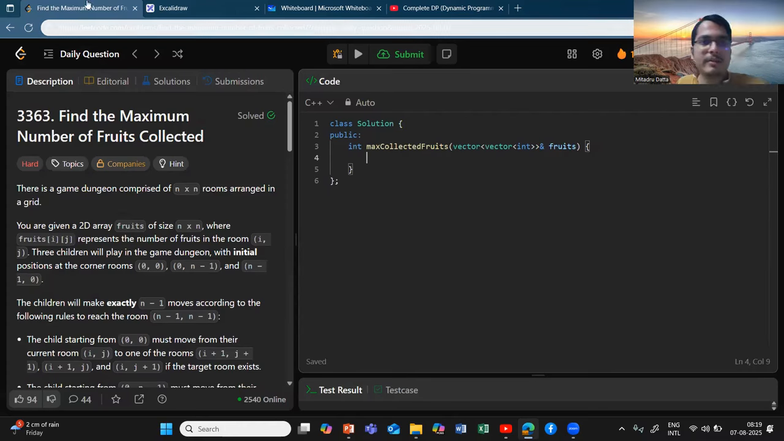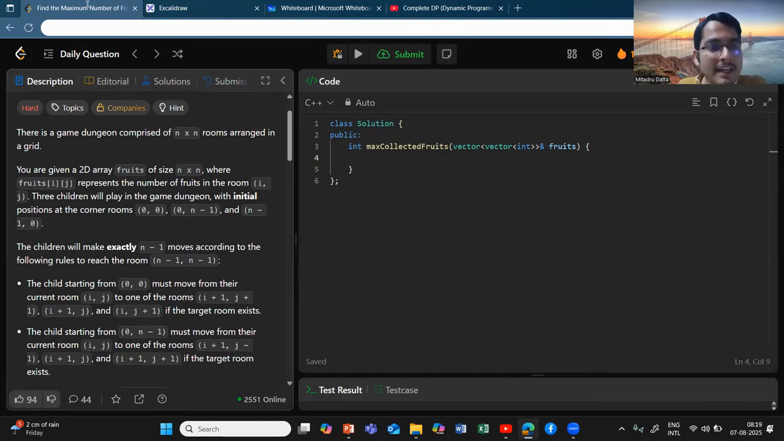So let's try to read the problem first. Find the maximum number of fruits collected. There is a game dungeon comprising n cross n rooms. So you're given an n cross n grid, and each cell has some fruits, given by fruits i j, and there are three children who will play. One of the children is at 0 comma 0, another is at 0 comma n minus 1, and another is at n minus 1 comma 0.